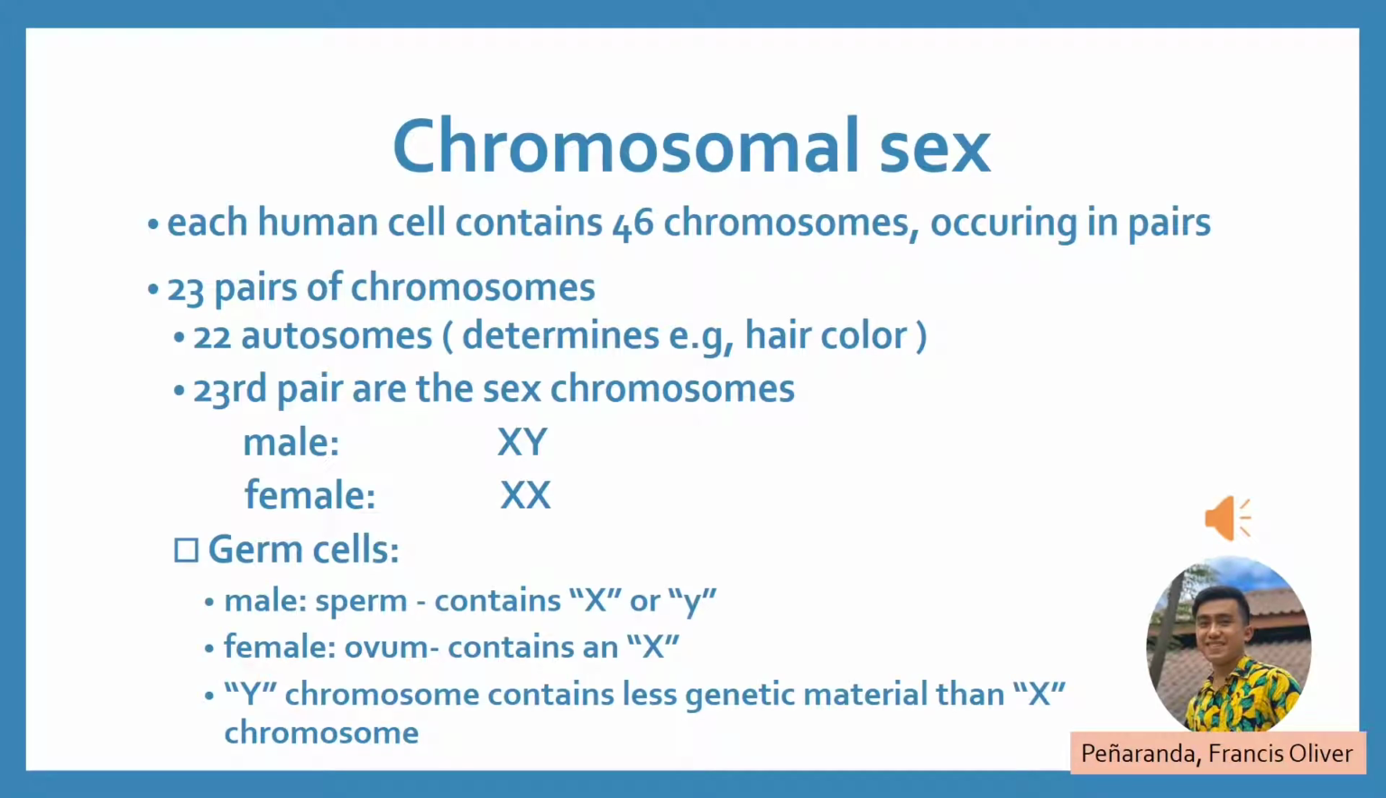Chromosomal sex. Each human cell contains 46 chromosomes occurring in pairs: 23 pairs of chromosomes, 22 autosomes, and the 23rd pair are the sex chromosomes. Germ cells: males produce sperm that contain X or Y, and females produce ova that contain an X. The Y chromosome contains less genetic material than the X chromosome.